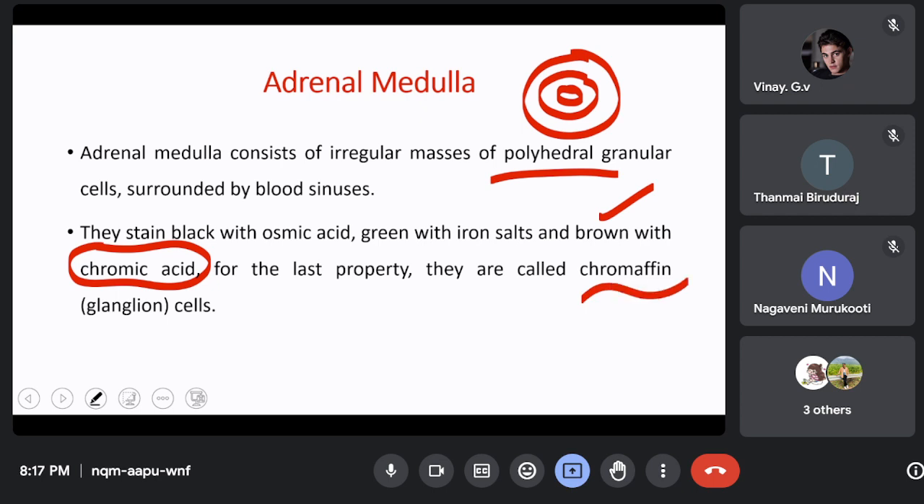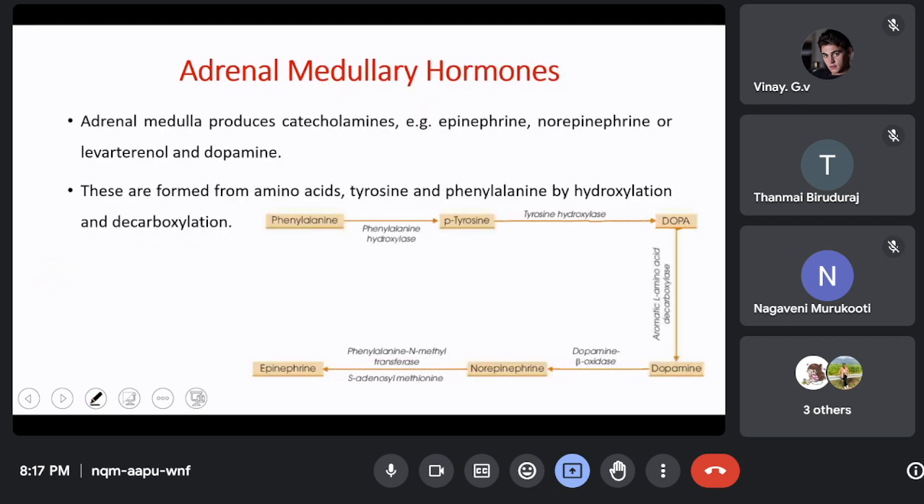Okay, so what is the takeaway from this part? It is that the cells of the adrenal medulla are called dash. They are chromaffin cells. Why are they called chromaffin cells? Because they are stained with chromic acid. This is the first thing you have to remember.